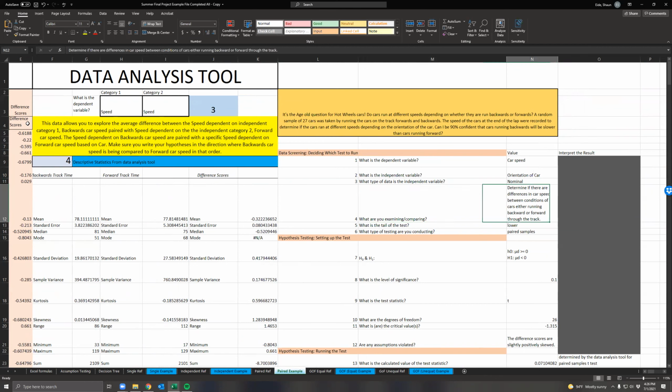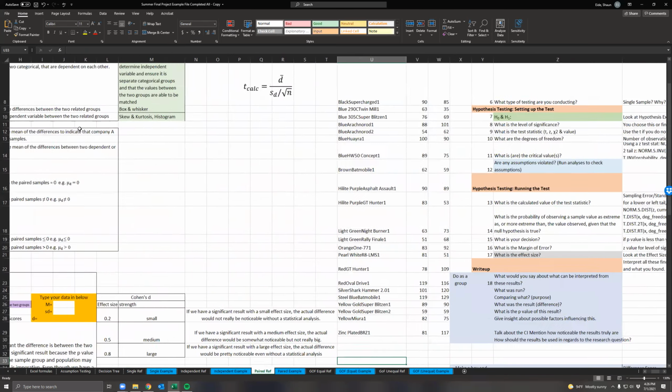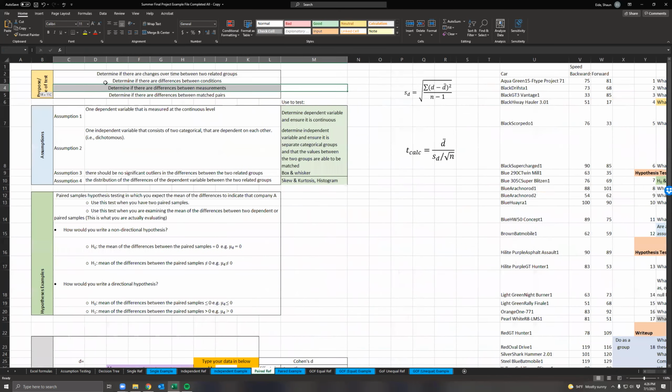Then what are you examining or comparing? And once again, go back to the paired reference, take a look at these right up here, and you are going to choose one of these and modify it for what it is that you're doing. So determine if there's changes over time. No, not that. Determine if there's differences between conditions. That's a possibility. Determine if there's a difference between measurements. Determine if there's difference between matched pairs.